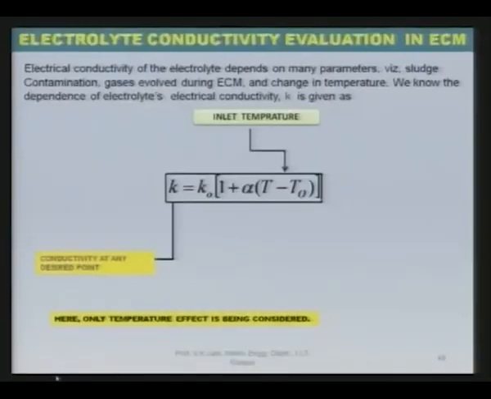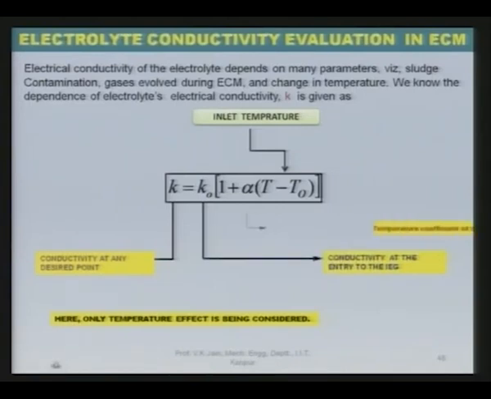Alpha we already know. This is the conductivity at any desired point, and K0 is the conductivity at the entry to the inter-electrode gap. Alpha is the temperature coefficient of specific conductance.